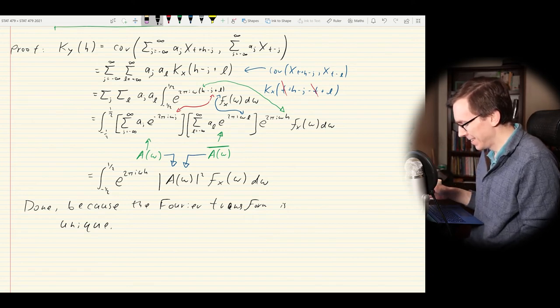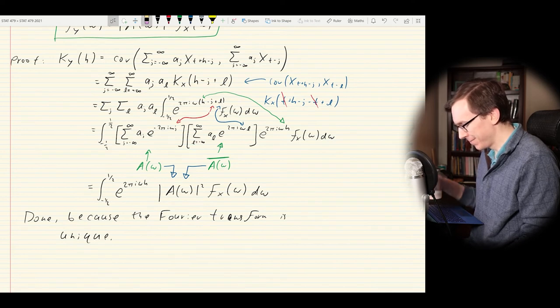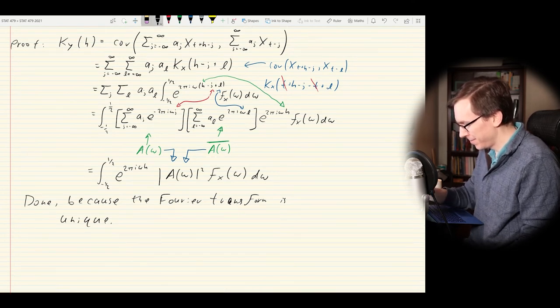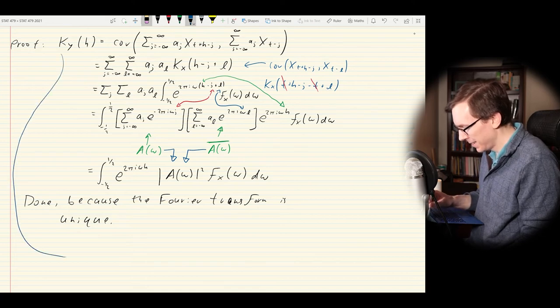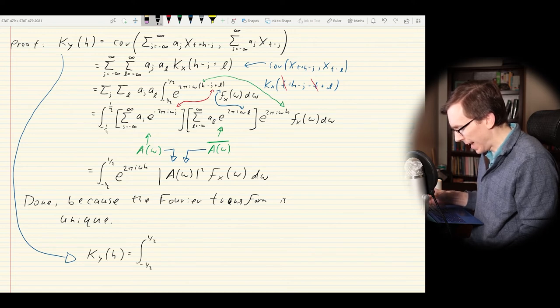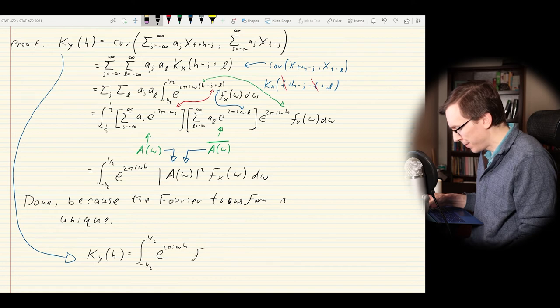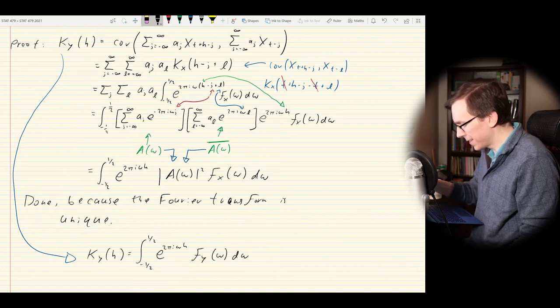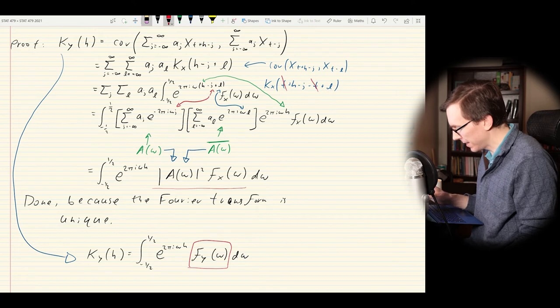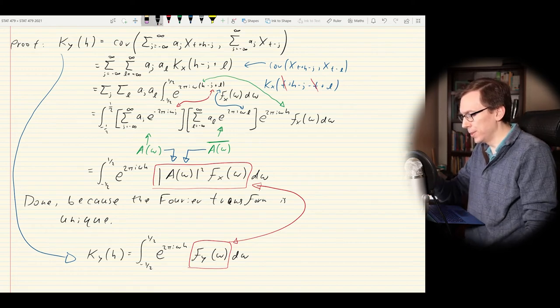And what that means is that, effectively, we'll use blue. This guy, right, is what? Well, k_y at lag h is just going to be the integral from minus 1/2 to 1/2 of e to the 2 pi i omega h f_y(omega) d omega. And basically the point is that by uniqueness, this thing has to be this thing. Cool. And then we're done and we have that.